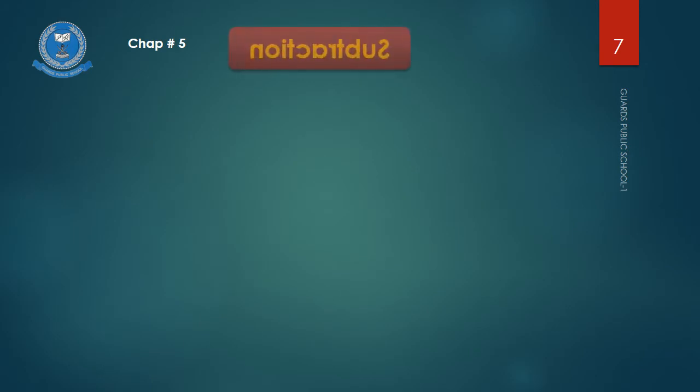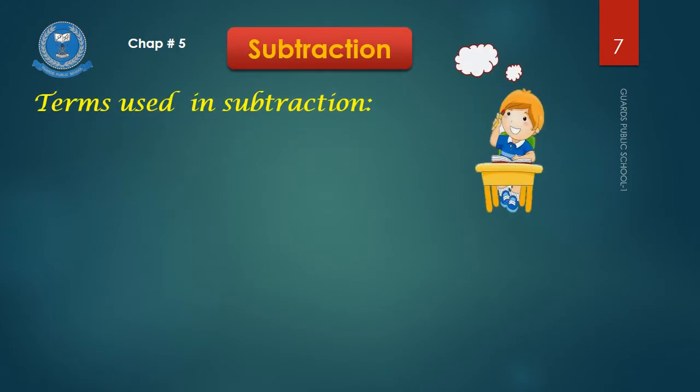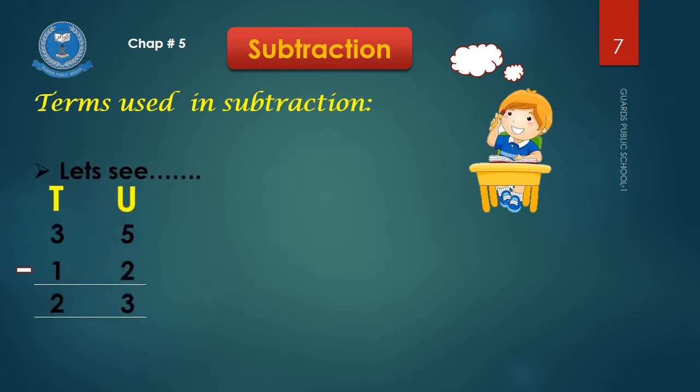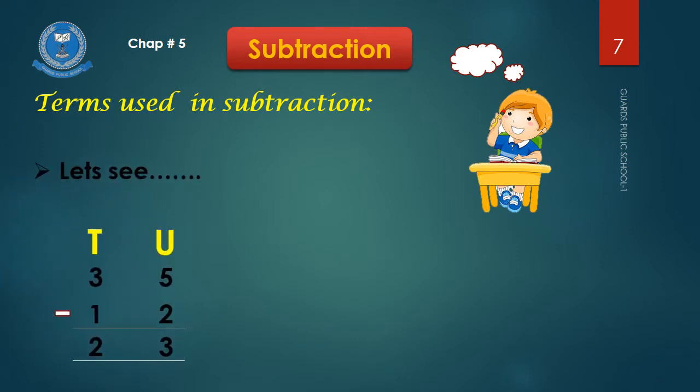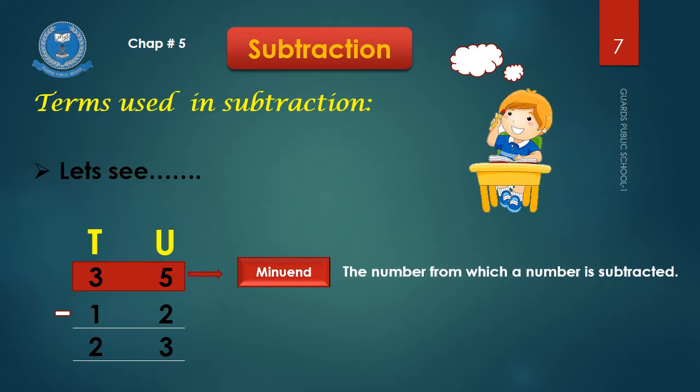Now, let's see what terms are used in subtraction. Students, do you know what terms we use for numbers or figures in subtraction? Let's see. If we have a subtraction problem like this, the first figure is called minuend. Minuend means the number from which a number is subtracted. Students, minuend is the first, bigger number from which we subtract the smaller number.